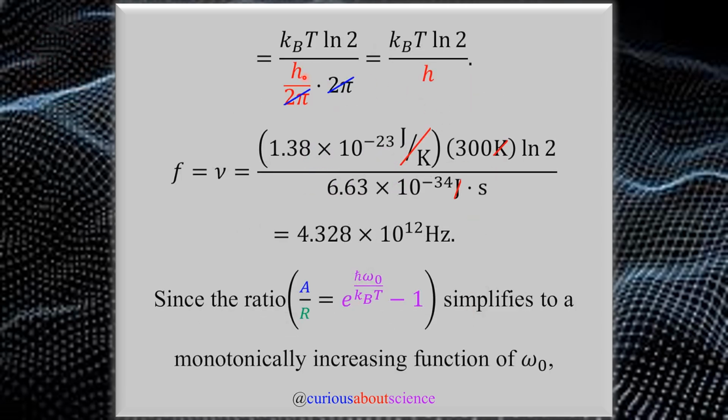So the reduced Planck constant was h over 2 pi. Since we have a 2 pi there, we can just cancel them. And that leads us to a quite easy calculation now.